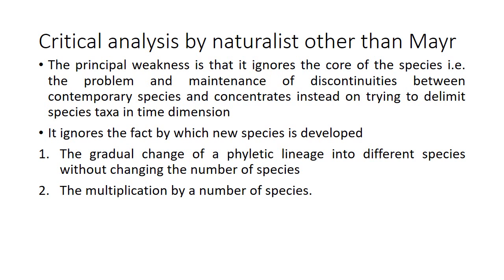Species are developed in two different ways. Number one, the gradual change of phyletic lineage into different species without changing the number of species, that is called evolution. And number two, the multiplication by a number of species. For example, a species diverged into different species. So, evolutionary species concept ignored the fact by which new species is formed. It did not discuss any of the points that how new species could be delimited this way.